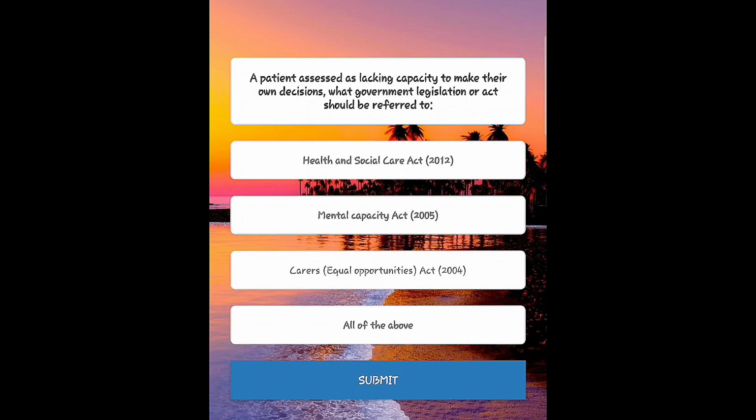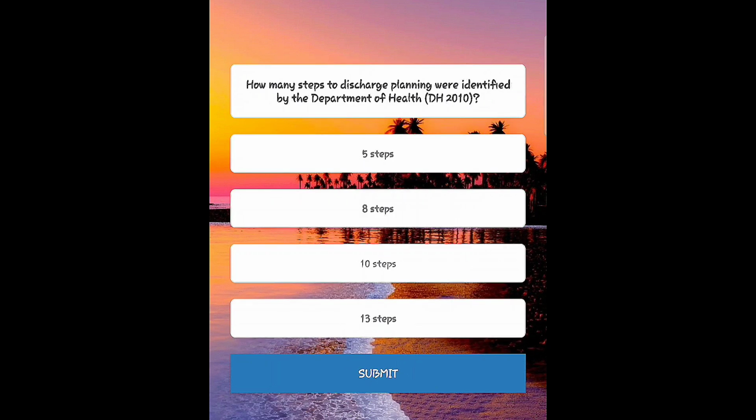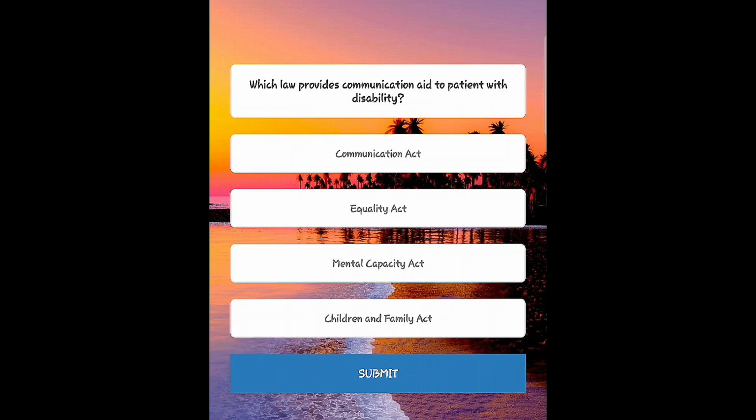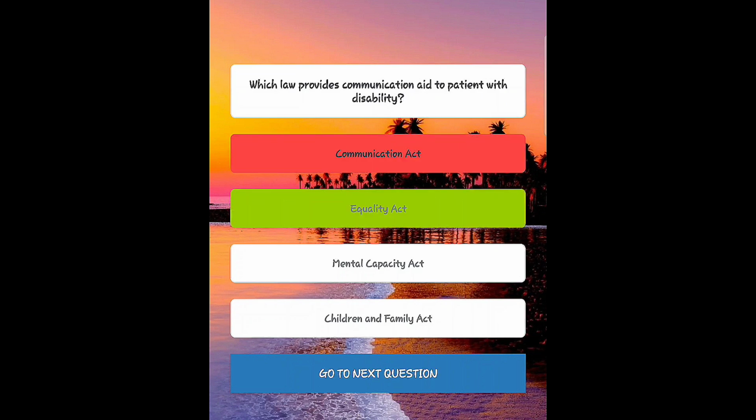So the next question says, a patient assessed as lacking capacity to make their own decisions, what government legislation or act should be referred to? That should be the Mental Capacity Act 2005 because this has to do with one's mental capability. So the next question says, how many steps to discharge planning were identified by the Department of Health 2010? That should be 10. Which law provides communication aid to patients with disability? The correct answer is B, Equality Act, because people with disability need to feel equal with their peers.